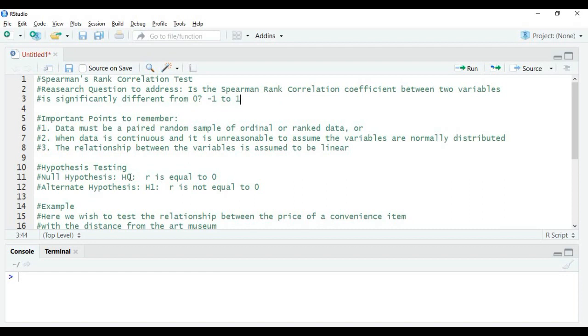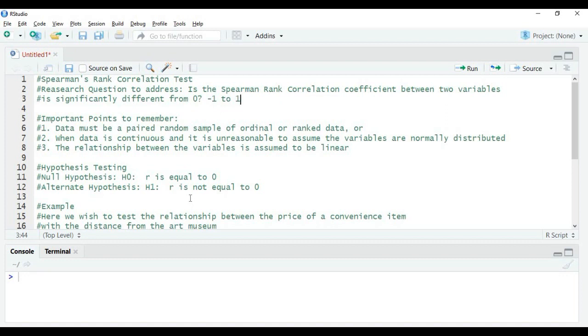Now the hypothesis testing. We take the null hypothesis as rho equal to 0. We start with this: the null hypothesis is that our rho, the correlation coefficient, is equal to 0. And our alternate hypothesis, H1, is that rho is not equal to 0. Fine, so this is the basic understanding of the Spearman rank correlation coefficient.